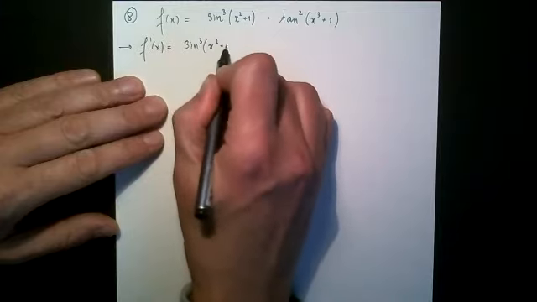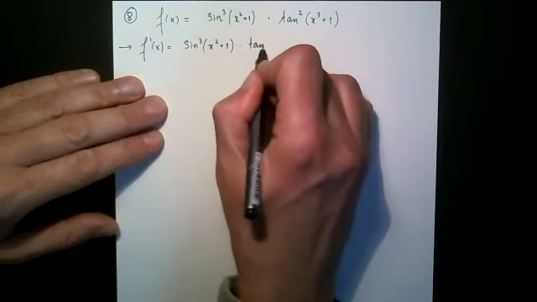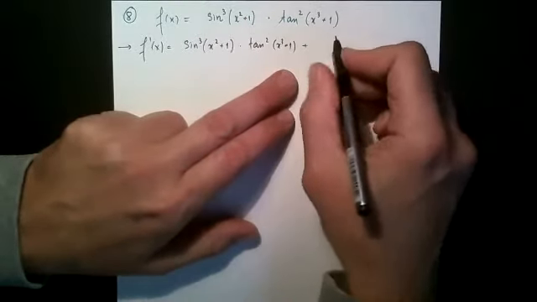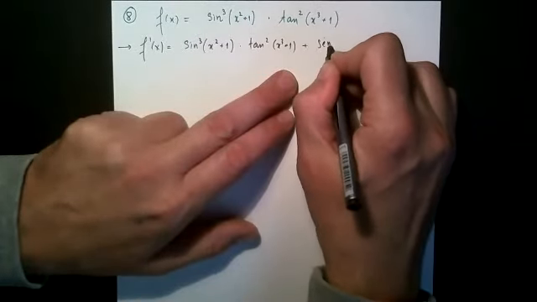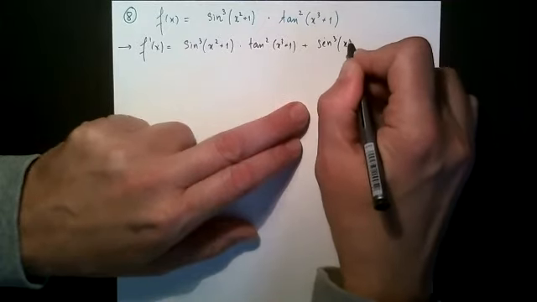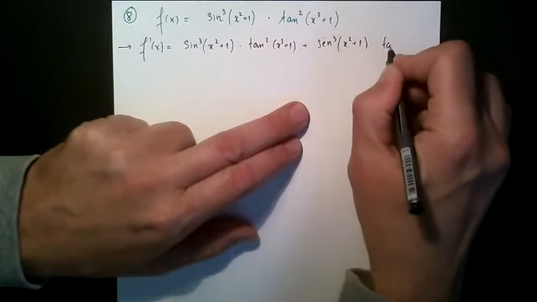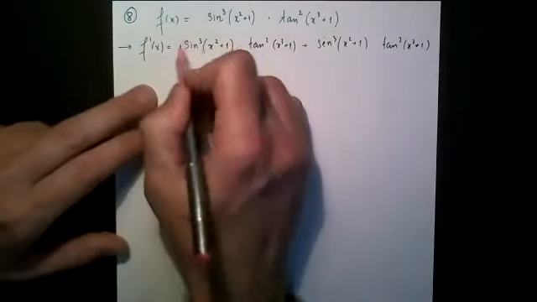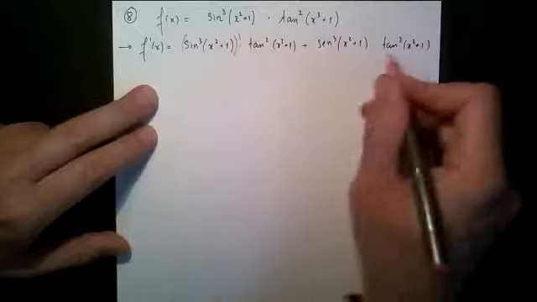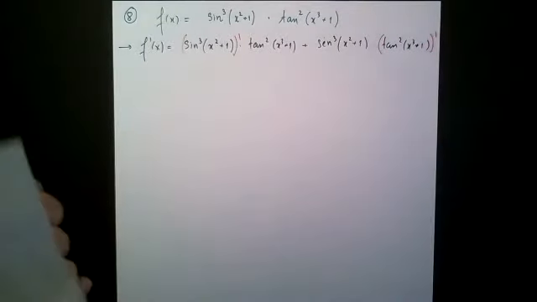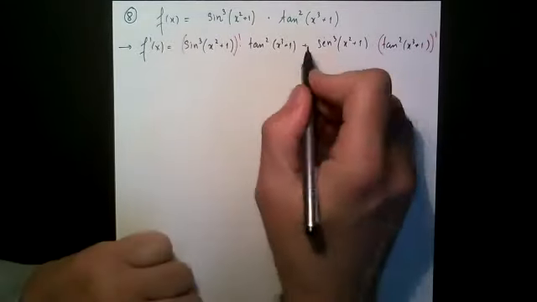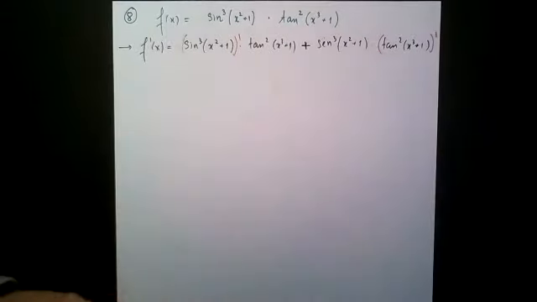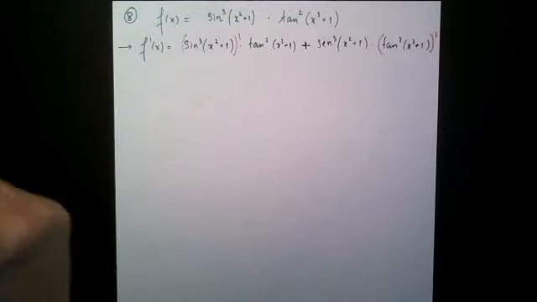Sine cubed of x squared plus 1 times tangent squared x cubed plus 1. I think I'm going to run out of space here. Plus sine cubed of x squared plus 1 times tangent squared of x cubed plus 1. So u prime v plus u v prime. Okay, you see how I do it? That's how I set it up. And this separates my two terms. Okay, any questions?